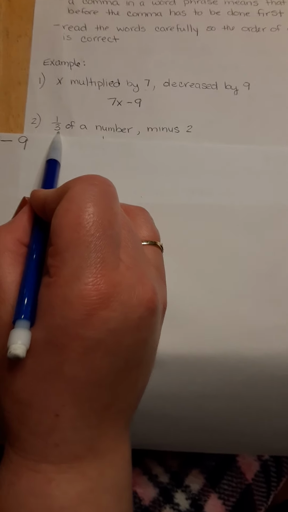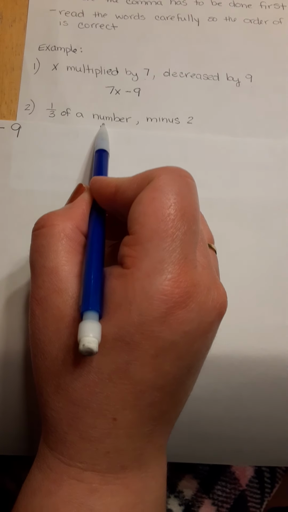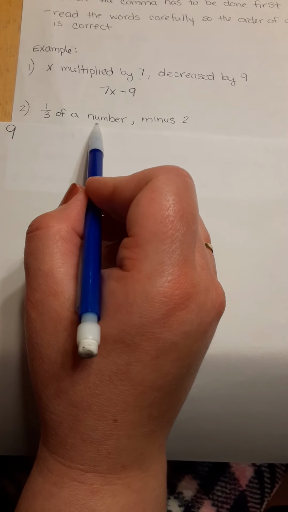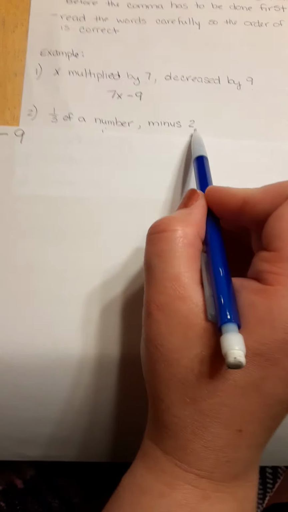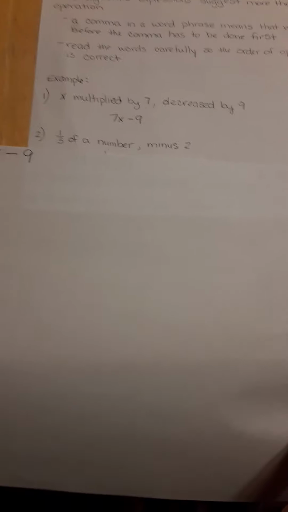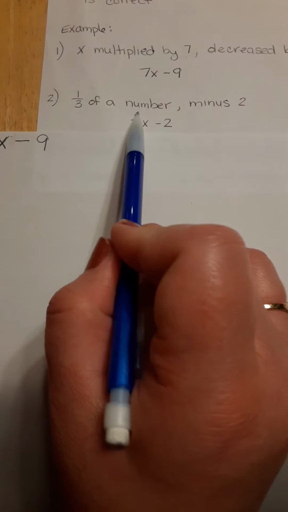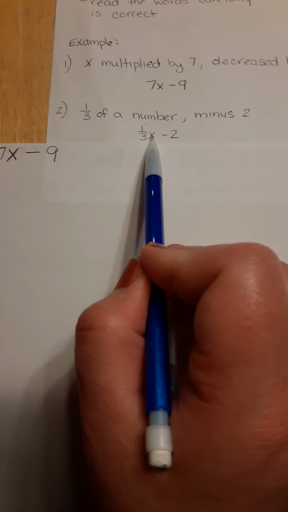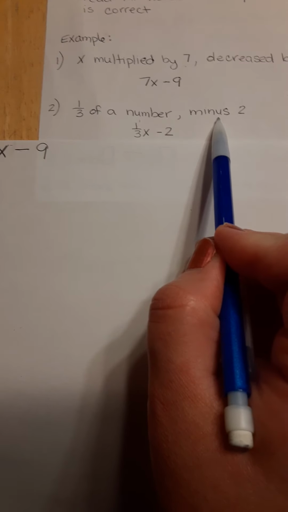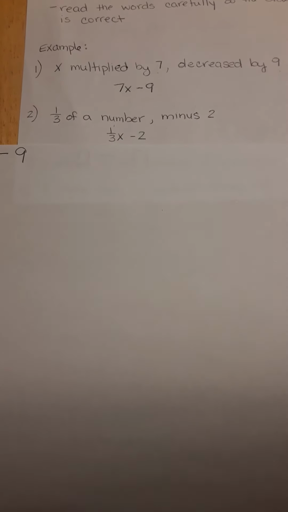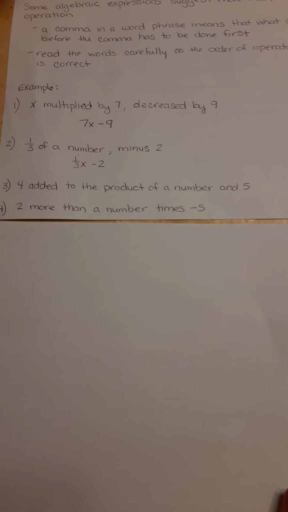Now, check out this one. I have 1/3 of a number, comma, minus 2. 1/3 means maybe I'm doing multiplication here, remember? So 1/3 of a number, like I said, was multiplication. I can take the fraction 1/3 and times it by a number, and I get 1/3 of a number. And then after my comma it says subtract 2. Okay, we're almost done here. We've got 2 more examples, so let's see.